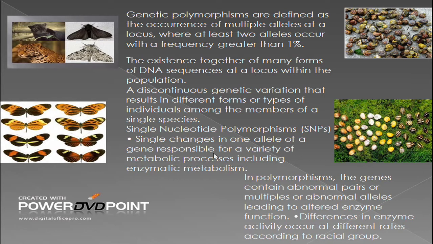One example of polymorphism is single nucleotide polymorphisms or SNPs. These are single changes in one allele of a gene responsible for a variety of metabolic processes including enzymatic metabolism. In these polymorphisms, the genes contain abnormal pairs of multiples or abnormal alleles leading to altered enzyme function, and differences in enzyme activity occur at different rates according to the racial group.